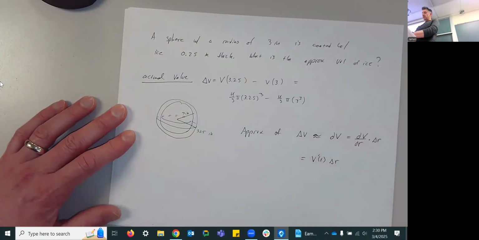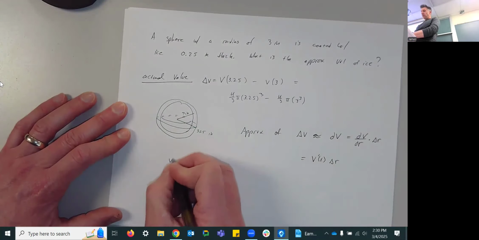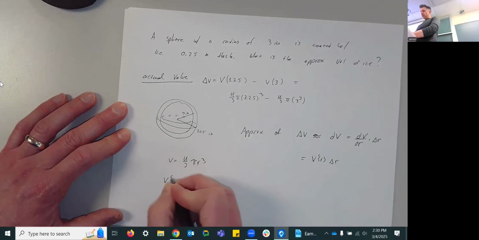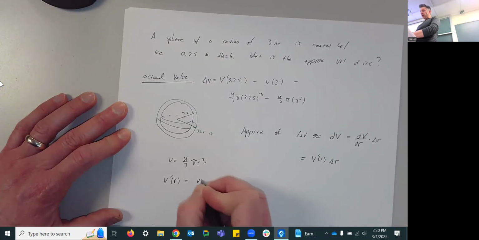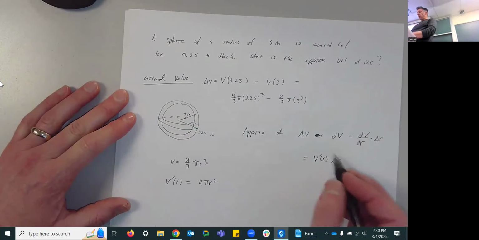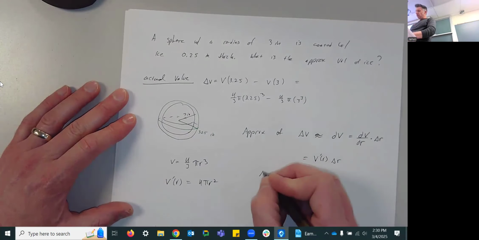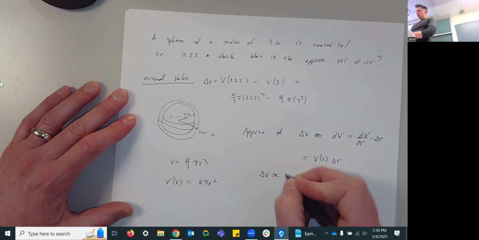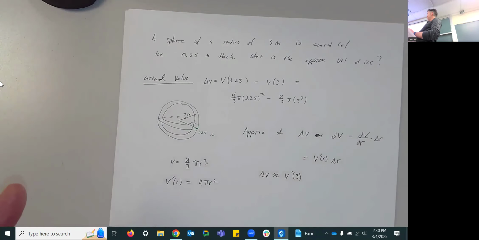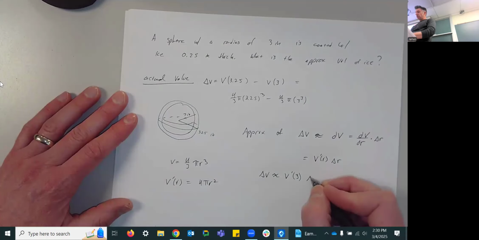So in this case, your derivative of your volume equation is going to be 4 pi r squared, which interestingly enough is the formula for the surface area of a sphere. And then approximating the change of volume, our delta V is going to be approximately V prime of 3, the easy value to plug in, times the change in radius.